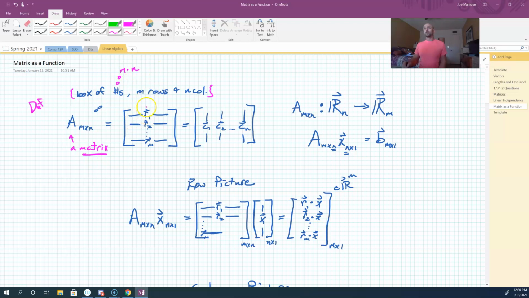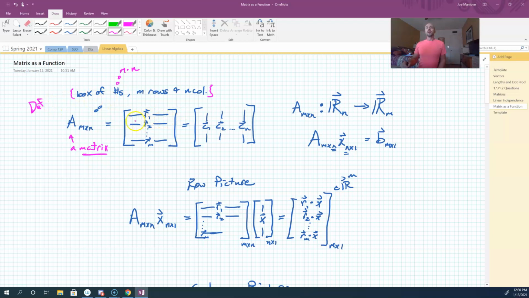Those numbers are allowed to be any numbers. In examples, you'll probably see me using integers. Most books use integers, but they're really allowed to be any real numbers at all. At least in the beginning here. Maybe we'll get to more complicated things later.